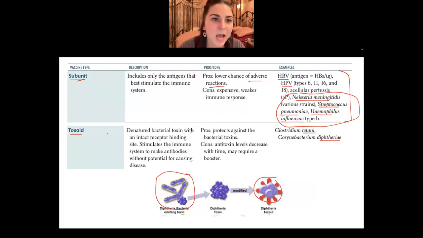But again, kind of like with the subunit vaccines, you need boosters with these because it's going to wane over time. You're really only making that humoral immune response.